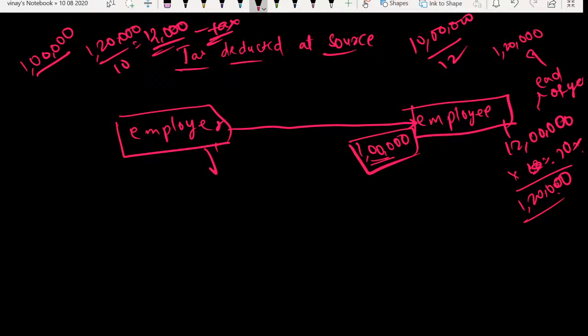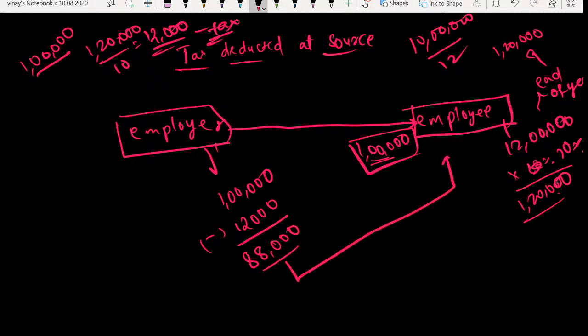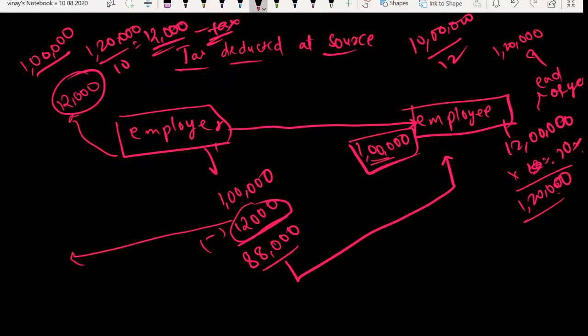While you're making the payment, from this 1 lakh rupees, deduct that 12,000 rupees, and you just pay him 88,000. You just pay him 88,000, and this 12,000 pay to us. You got the point? So what does the employer have to do? He has to deduct 12,000 and pay that to the government.